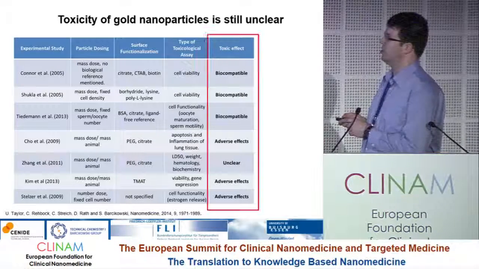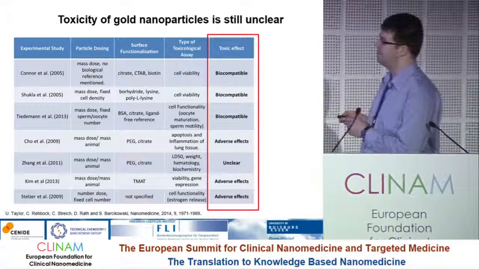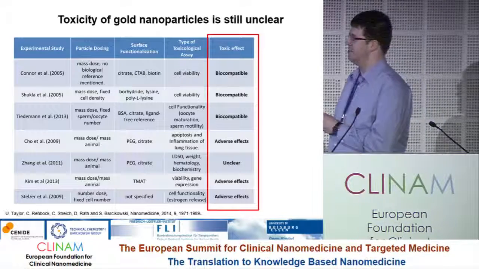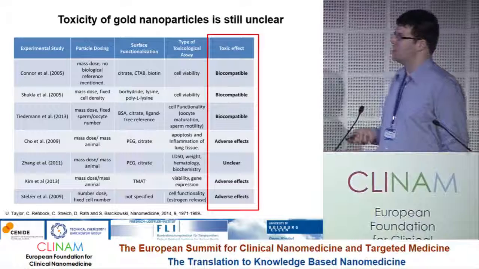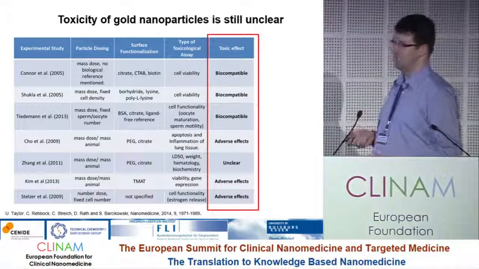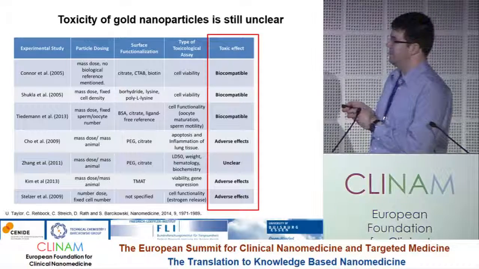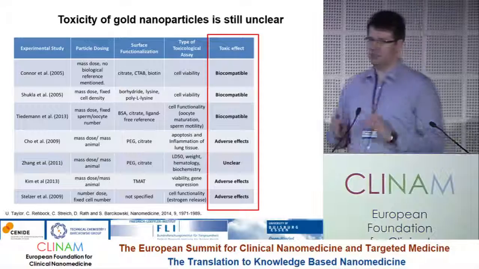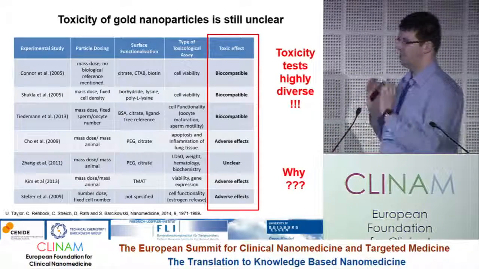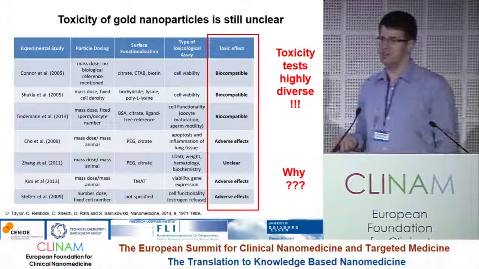When you look at toxic effects observed by different researchers, some said biocompatible, some found multiple adverse effects, others said it's unclear. So the question is, where does this diversity actually come from? One could argue that it may be due to different biological systems tested, but there can also be some shortcomings in the design of toxicological assays, something which I want to address and talk about a bit in the next few minutes.